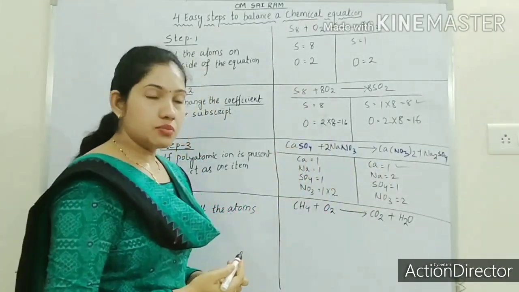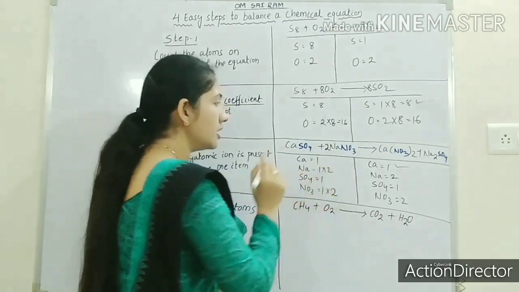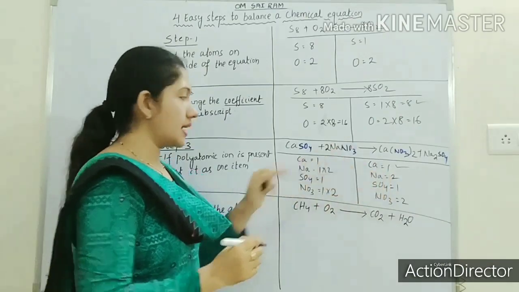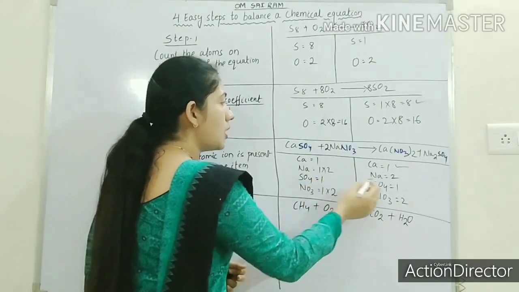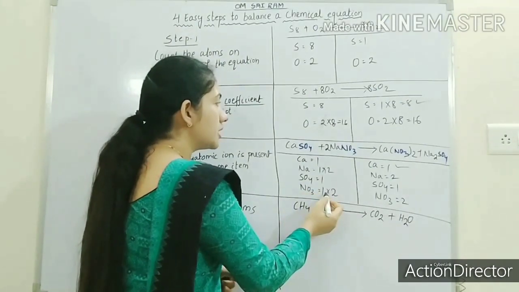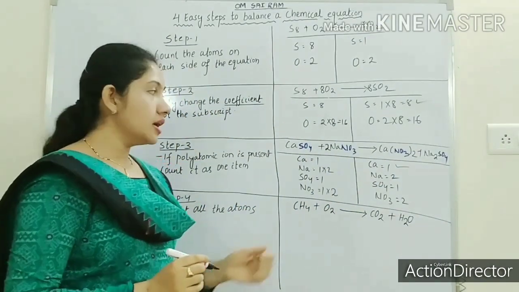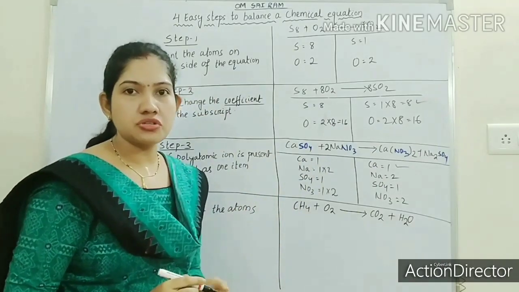Calcium 1, 1 on both sides. Sodium 2 on both sides. Sulfur 1, 1 on both sides. NO3 2, 2 on both sides. Got it? Now this is the balanced equation.